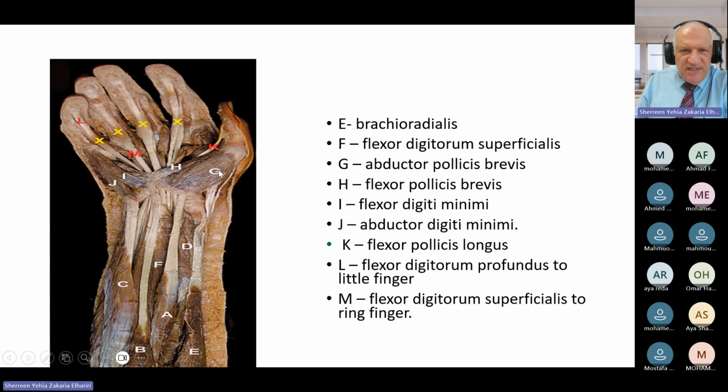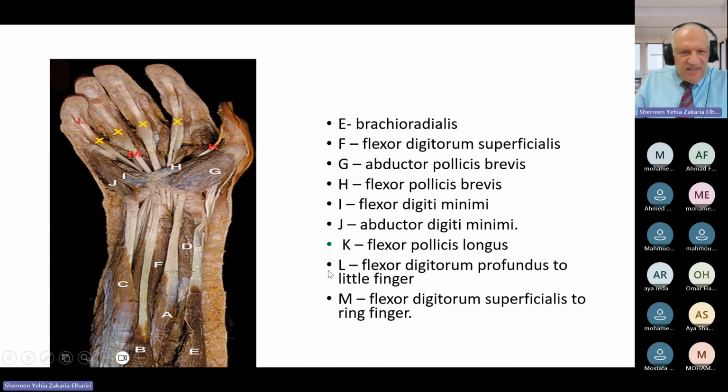If you come to the thenar muscles, G is abductor pollicis brevis, and H is flexor pollicis brevis. So abductor pollicis brevis, flexor pollicis brevis. Of course, J is abductor digiti minimi, and I is flexor digiti minimi. Okay, maybe difficult, but it's okay.